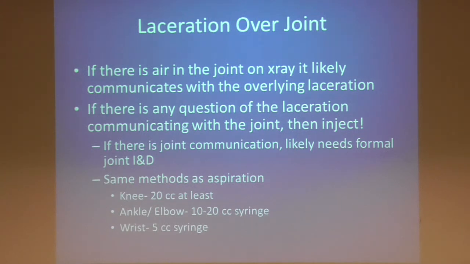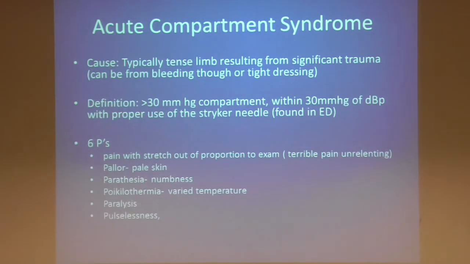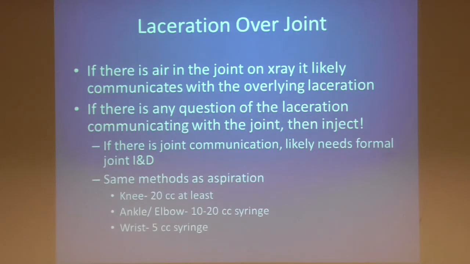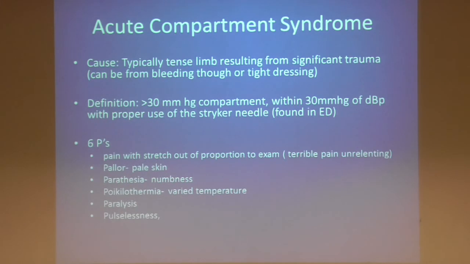And even 5 cc in a wrist should be fine. And those are also good numbers to use when aspirating those joints as well. If you have a septic knee, you're definitely going to get out way more than 20 cc's of fluid. So if you use a 20 cc syringe, that should be plenty of sample to send to the lab, even if some of it gets misplaced.